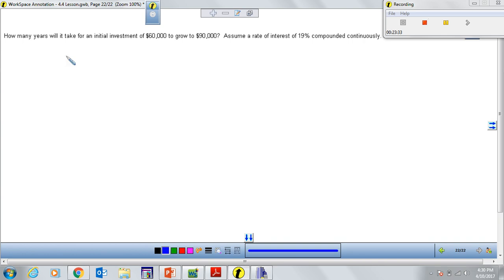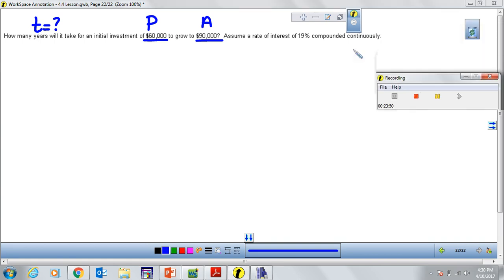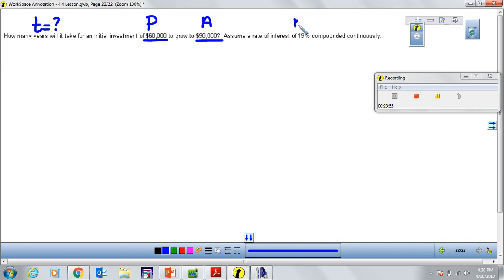So then, how many years on this next question? How many years? So they're already telling you they're looking for the time. Will it take for an initial investment, P, to grow to 90,000? Assume the rate of interest is 19%. Remember that you're always going to divide the 19 by 100. You're going to get that into the calculator when you put it. Compounded continuously.